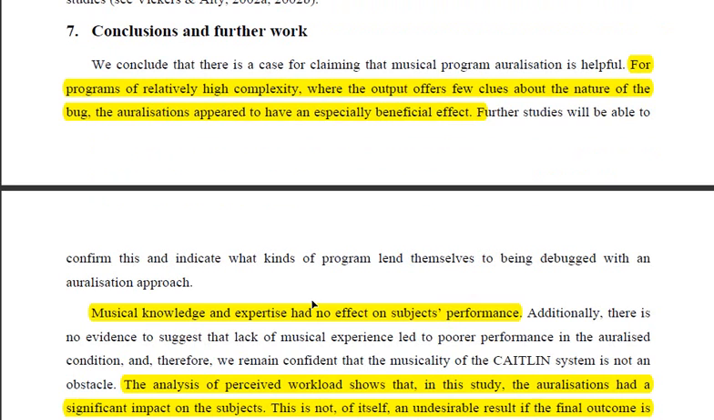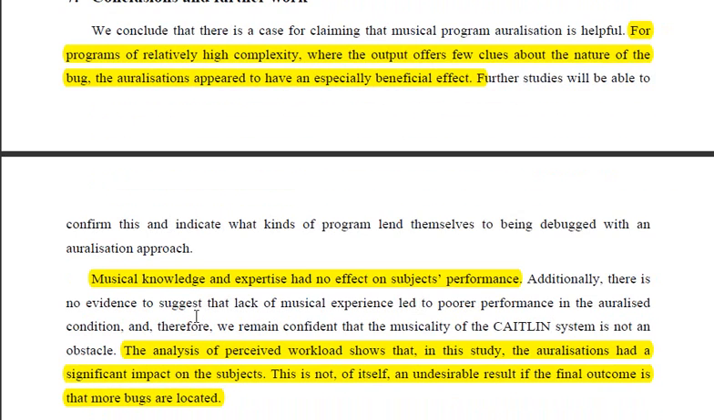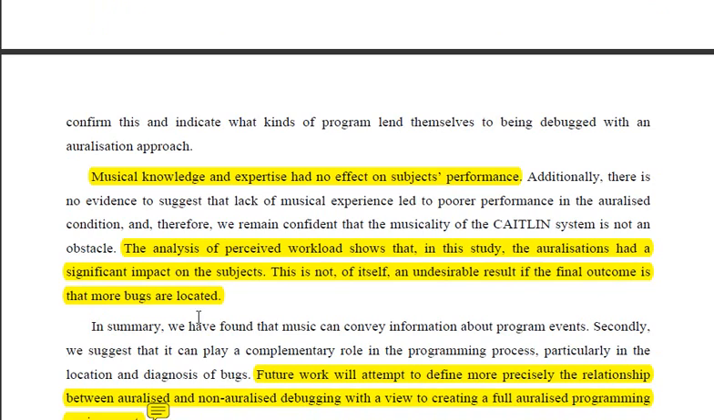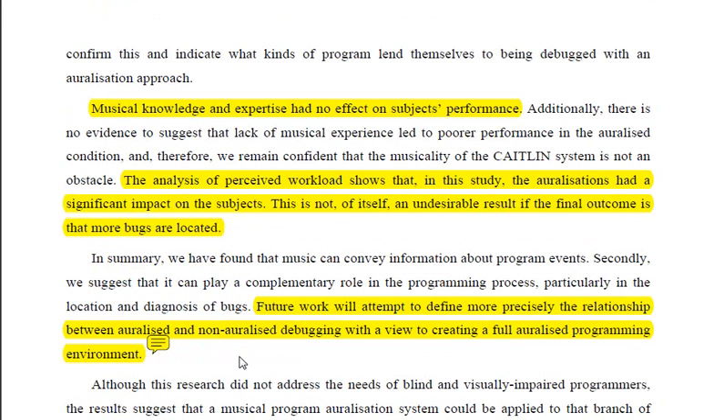Musical knowledge and expertise had no effect on students' performance. Musical knowledge as measured by the very flawed mechanism of measuring it. But yeah, the analysis of perceived workload shows that in the study the oralizations had a significant impact on the subject. This is not of itself an undesirable result if the final impact is that more bugs are located. And again, familiarity may have lessened that. Future work will attempt to define more precisely the relationship between oralized and non-oralized debugging with a view to creating a full oralized programming environment.